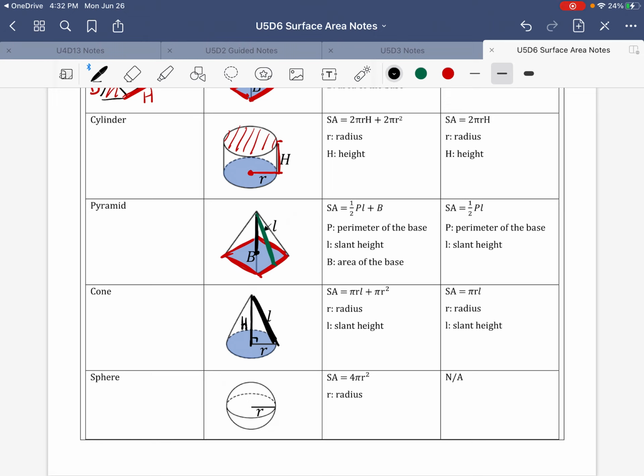Okay. And then lastly, we have a sphere. In order to find the surface area of a sphere, we can use 4 pi r squared, where r represents our radius.